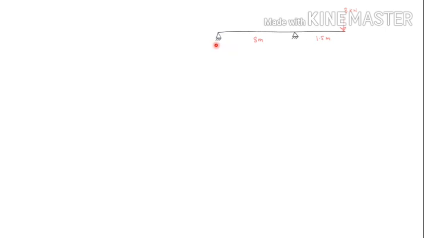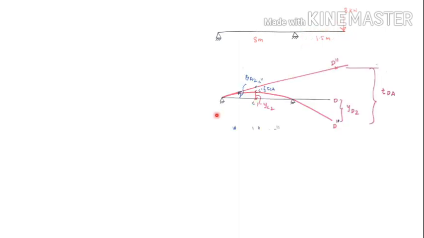Now we will see the deflection at C and D with respect to the 8 kilonewton load, which is applied on the overhang part of the beam. I am defining the deflection at C as YC2 and the deflection at D as YD2. So first we will see the calculation of YD2. You see from the figure itself, YD2 equals D dash D double dash minus D double dash.